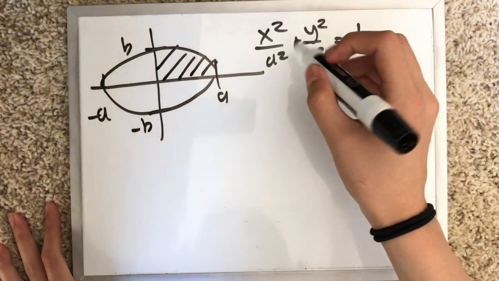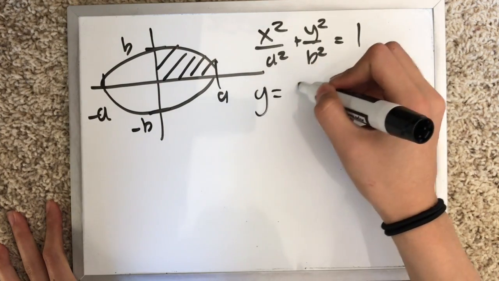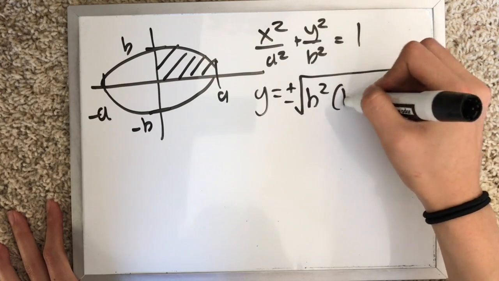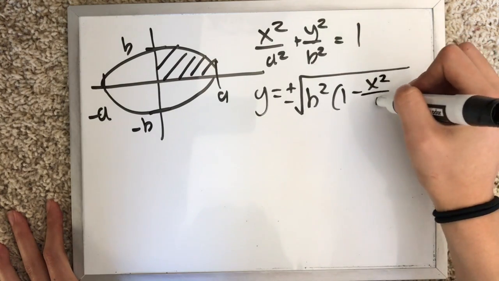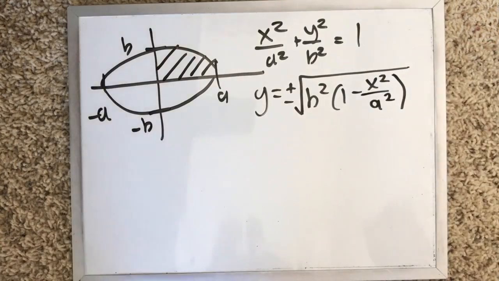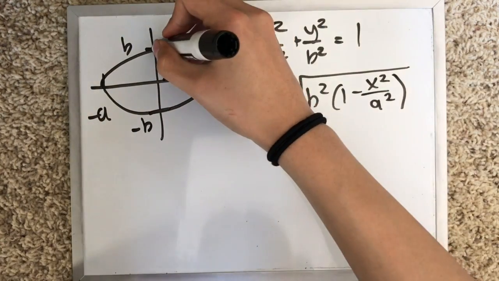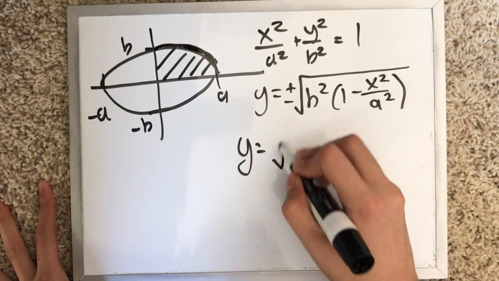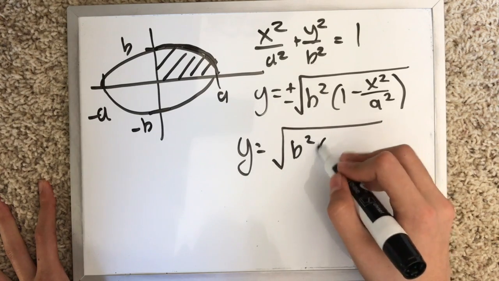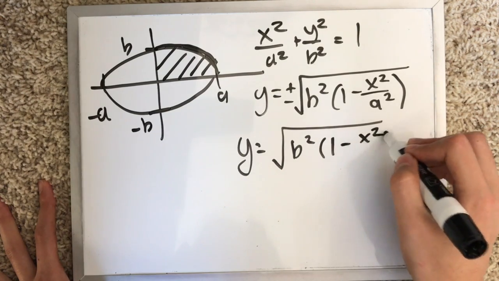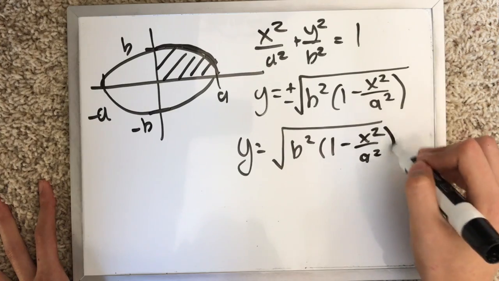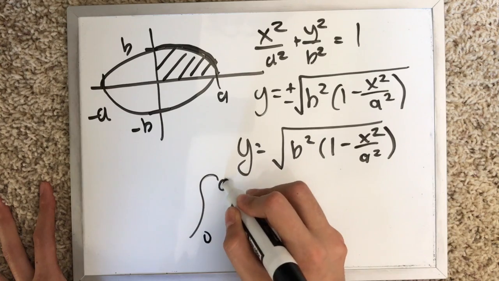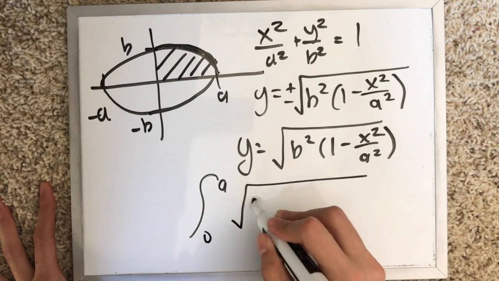So if we solve for y, we get y equals plus or minus square root of b squared times 1 minus x squared over a squared. So now we just want to take the positive root, because this is the positive root of one of these. So it's y equals square root of b squared times 1 minus x squared over a squared. So we can take the integral from 0 to a of this equation.